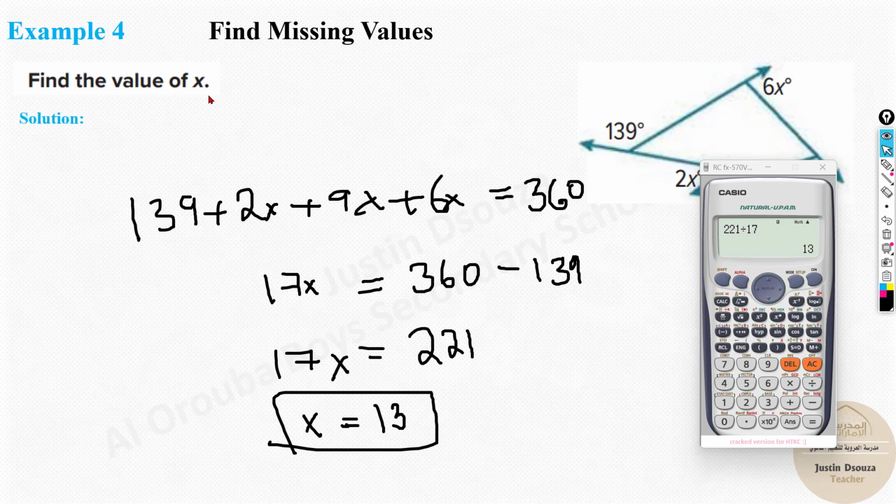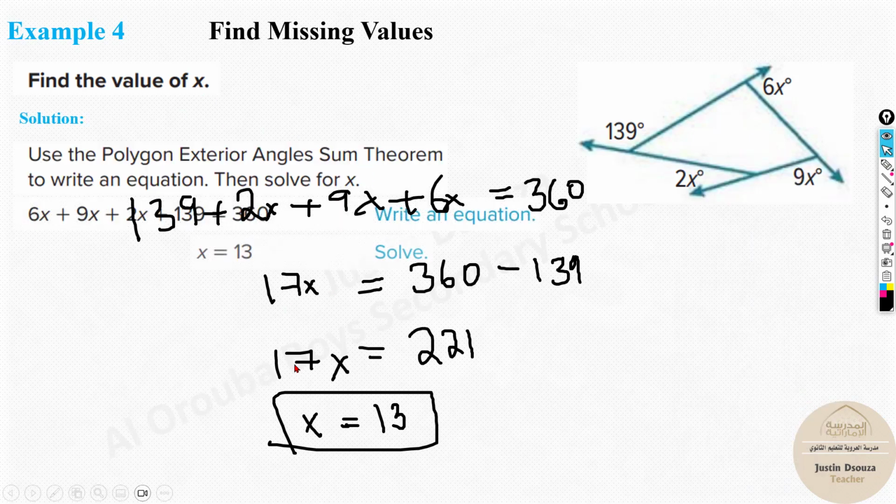X is 13. They have just asked you to find the value of x. The answer would be 13. Now don't go to solve for any angle. They have just mentioned x and that's the value of x. Very simple. Just add all the angles, equated to 360.